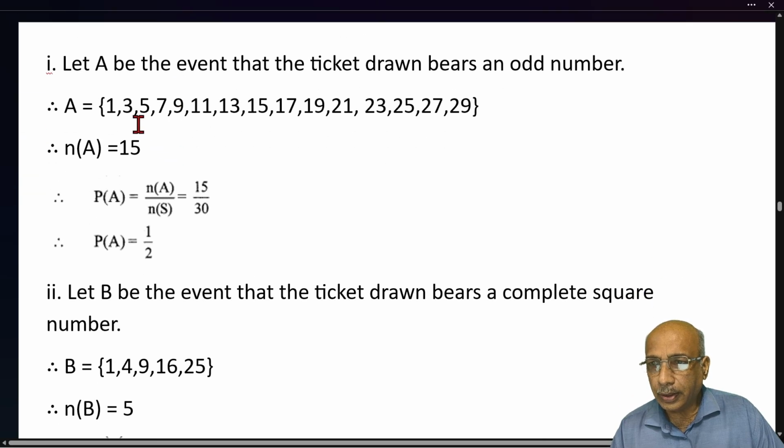First event. Let A be the event that the ticket drawn bears an odd number. You know odd numbers. So set of A will be 1, 3, 5, 7, and so on up to 29. Therefore, n of A equals 15. Probability of A will be 15 upon 30. Therefore, this equals 1 by 2.